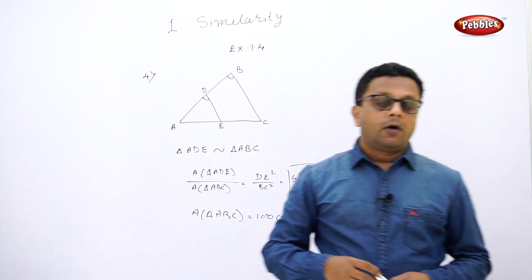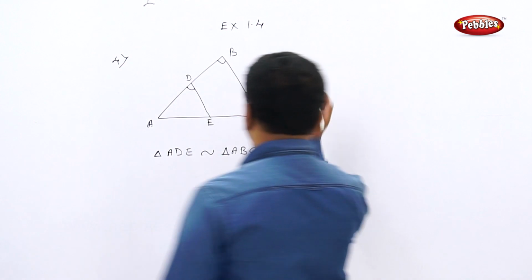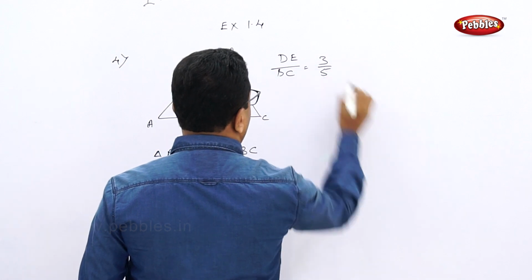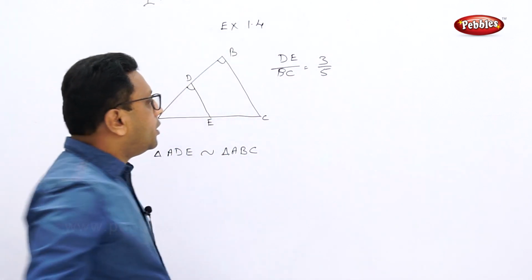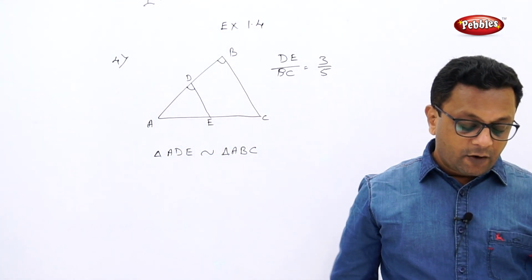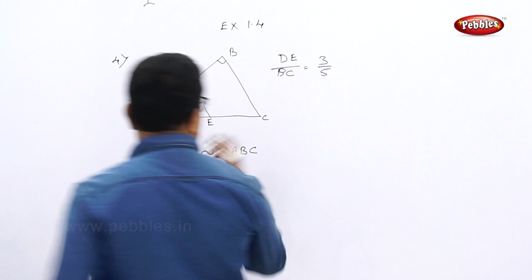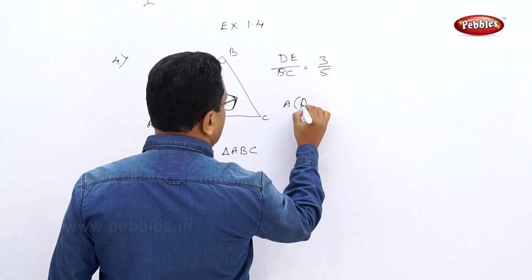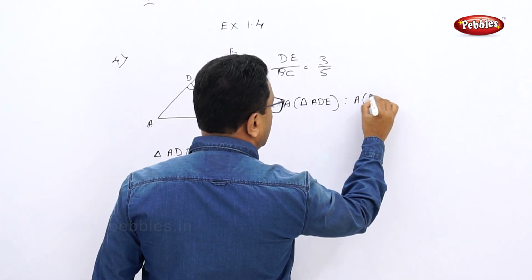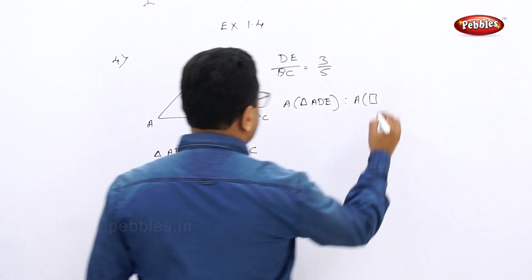So now let us move to the second part of this problem. The second part of this problem is DE upon BC is 3 upon 5, is 3:5. What they asked: find area of triangle ADE is to area of quadrilateral DBCE.